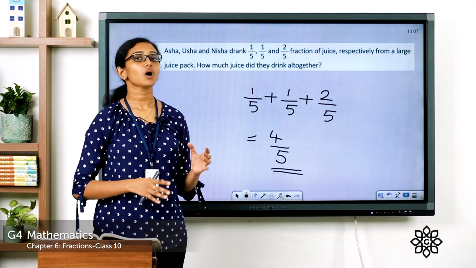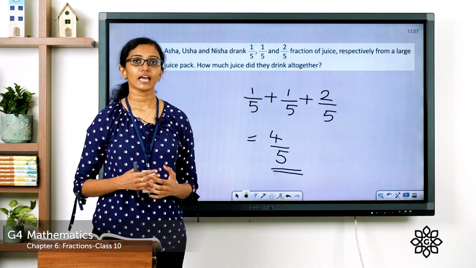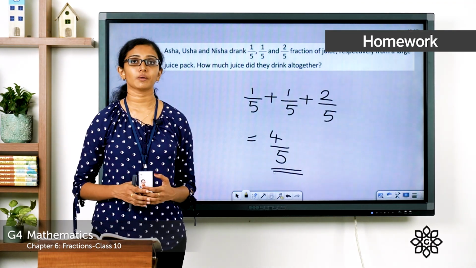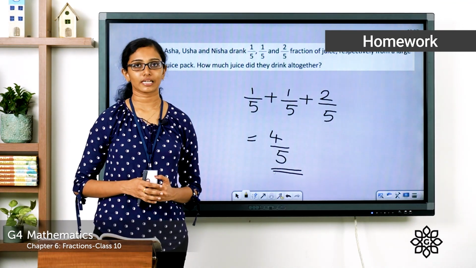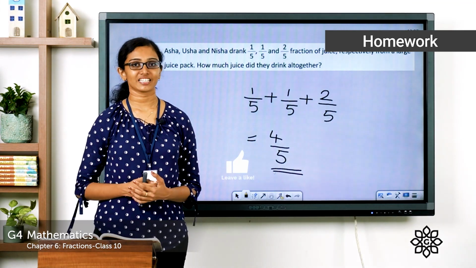Now you have to go through all the topics and the exercise that we learned in this chapter once again, and then as a homework you have to do the worksheet given in page number 101 of your textbook. So once you are done with that, please do take a picture and send us to Teams.